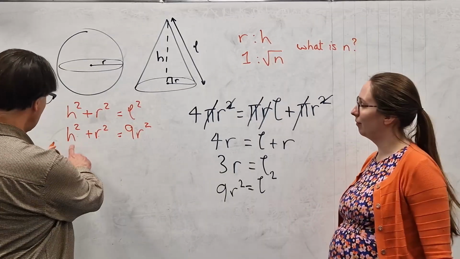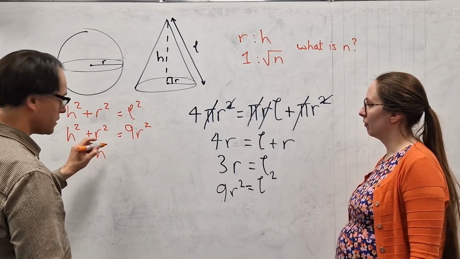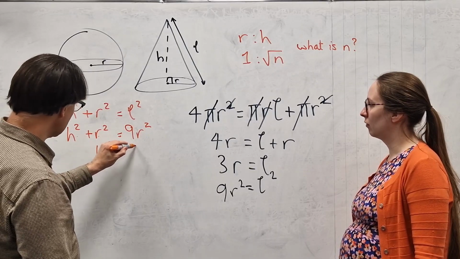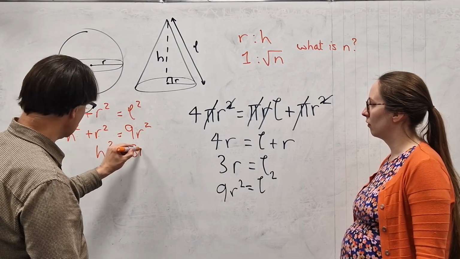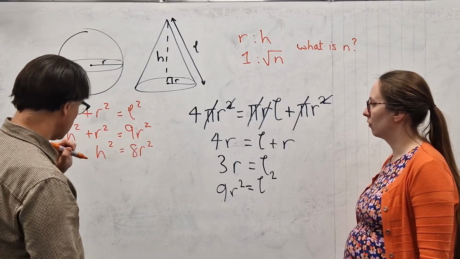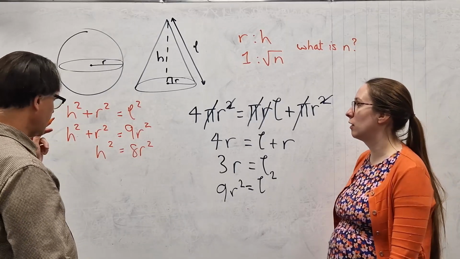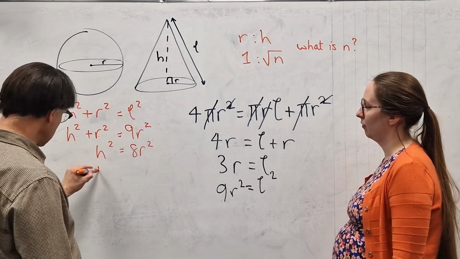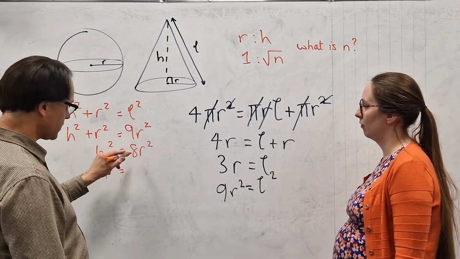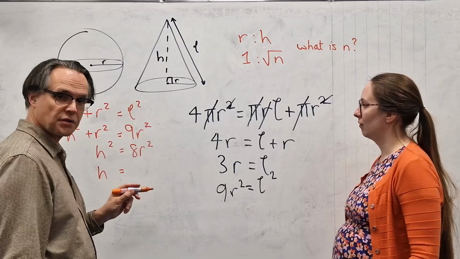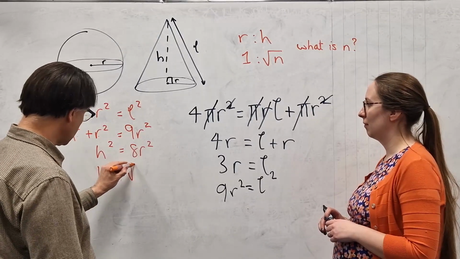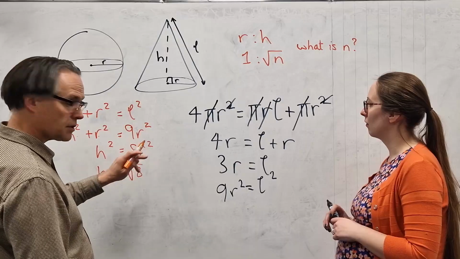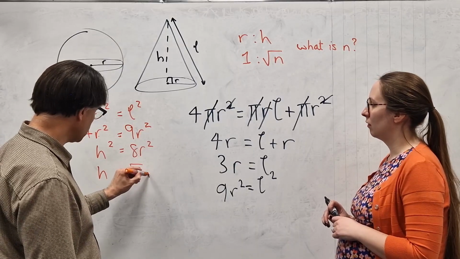So now I can take r squared from both sides, and I've got h squared equals 8r squared. And now we can square root both sides. If I square root h squared, I get h. If I square root 8, I get the square root of 8. A lot of people get confused about square roots generally. I've got to square root the r squared as well to get r.